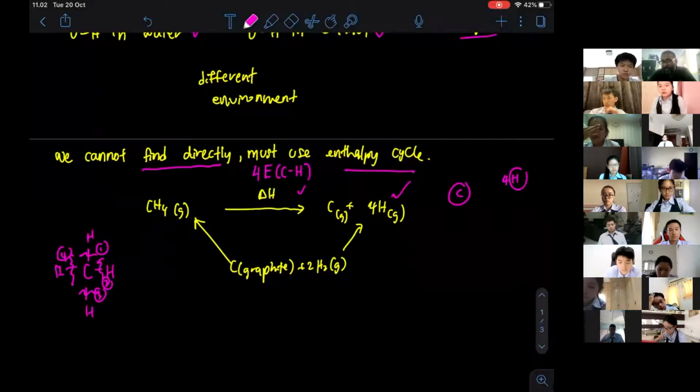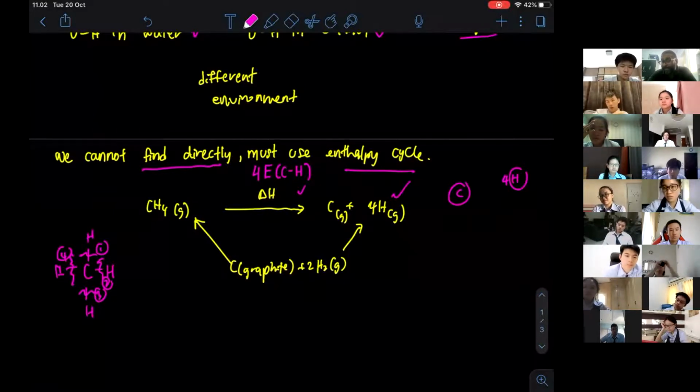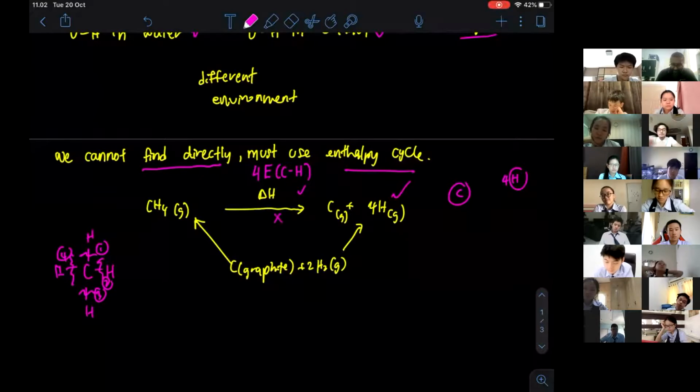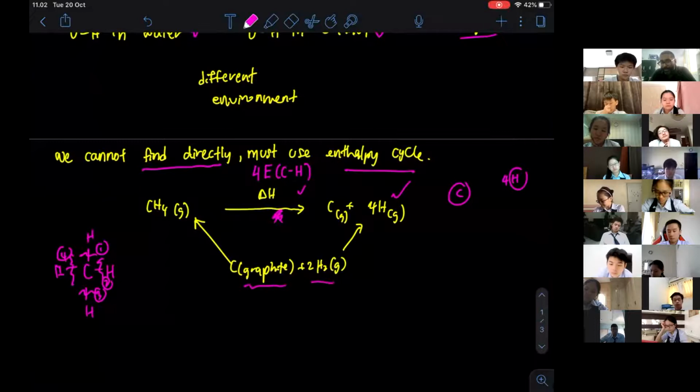We can calculate literally everything using Hess's law, because Hess's law states that the total enthalpy change is independent of the route taken. So I can use a different route. Let's say I cannot measure using this route, I can measure using another route. For example, if I go from graphite plus 2H2 to give CH4, can you tell me what this enthalpy is?